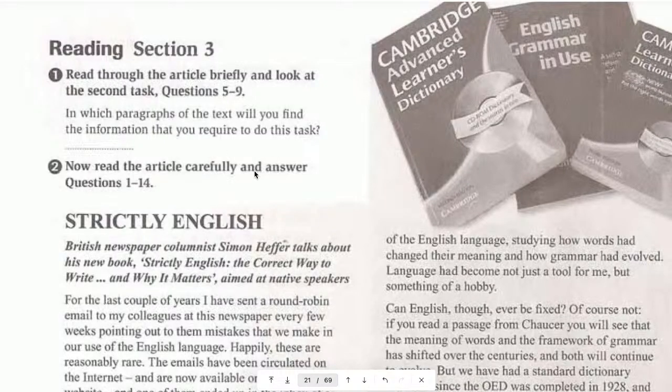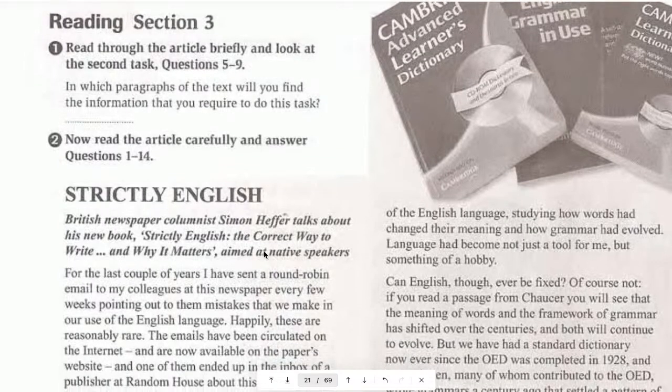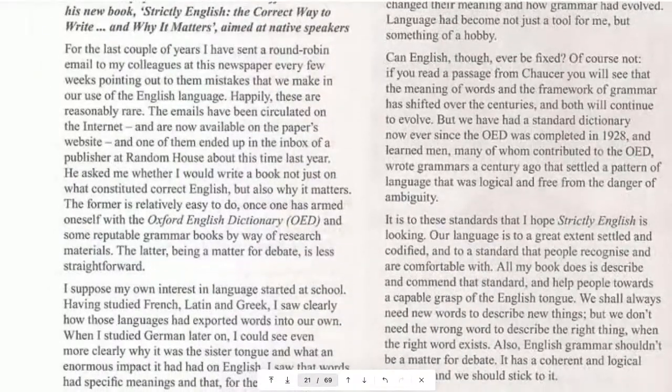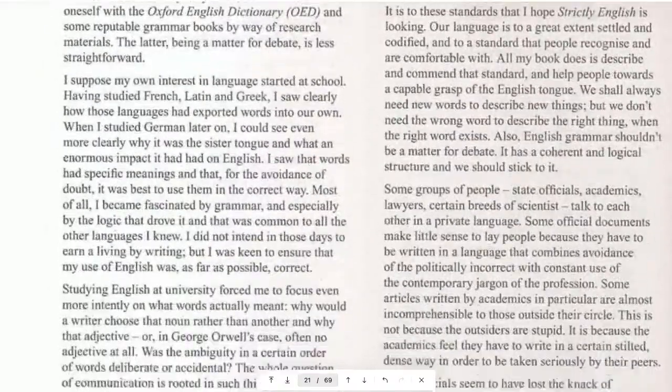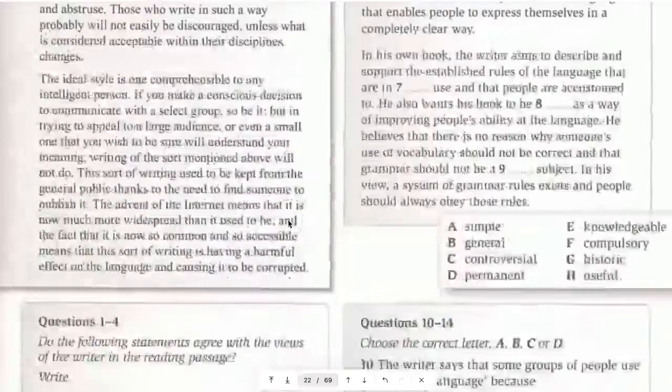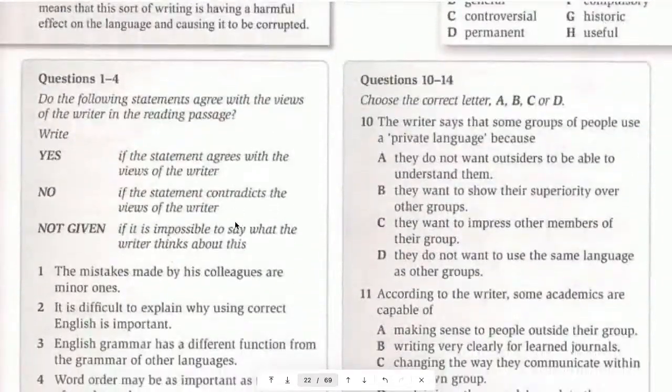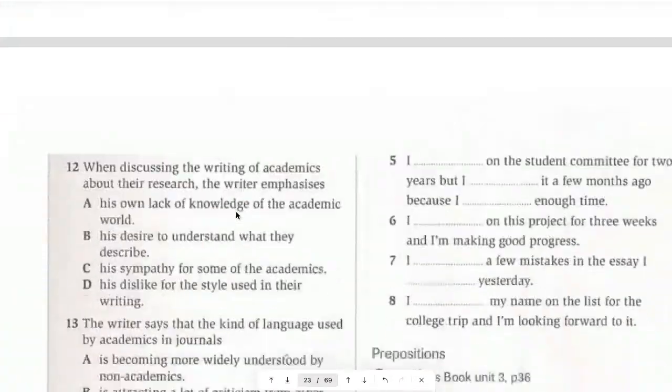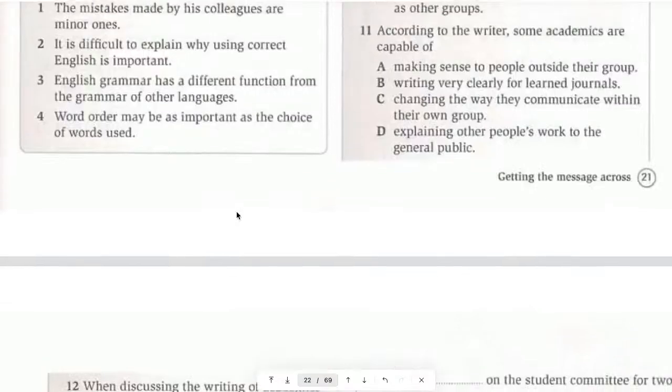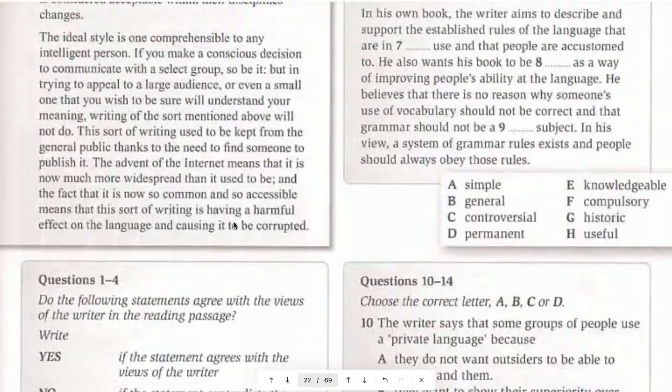Alright, so now let's move on to reading section 3. Okay, strictly English. So now, first of all, of course, we need to read this, and then answer all of the questions here, from 1 to 14, right? Okay, 1 to 14.